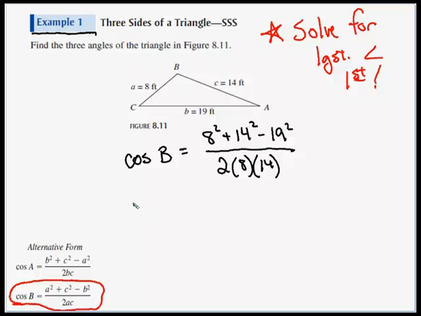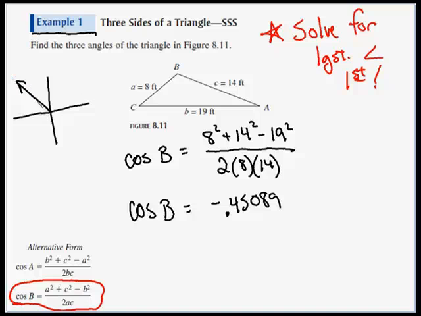And if we punch all that into the calculator, we're going to get the cosine of B is equal to a decimal, negative 0.45089. Let's see, cosine is negative. I'm going to know right away that this is an obtuse angle. Because remember, here are the quadrants. Cosine is an x value. And if our angle is coming out here into the second quadrant, an obtuse angle, that makes these x values negative. So if cos of B is negative, we know right away it's going to be obtuse.